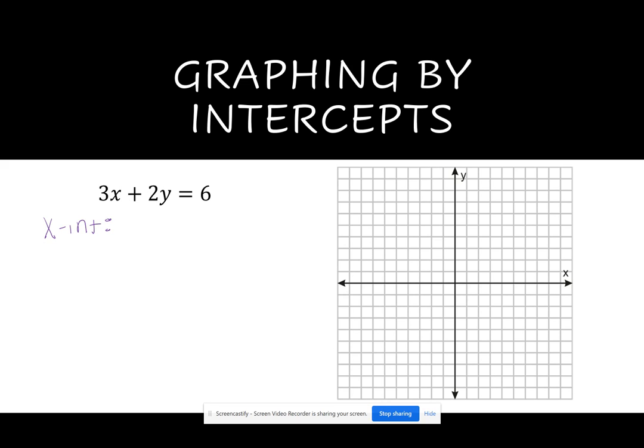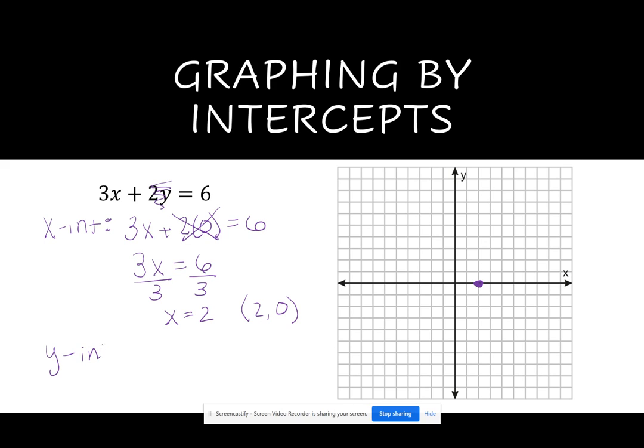you set y equal to 0. So we have 3x plus 2 times 0 equals 6. That just goes away. So pretty much when you're finding your x-intercepts, just cancel out your y term. We have 3x equals 6. And then solve for x by dividing by 3. We get that x equals 2. So your point is (2, 0). We go to 2 on the x-axis and we plot it.